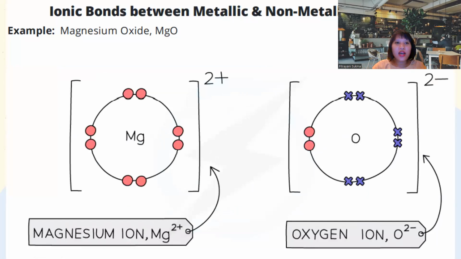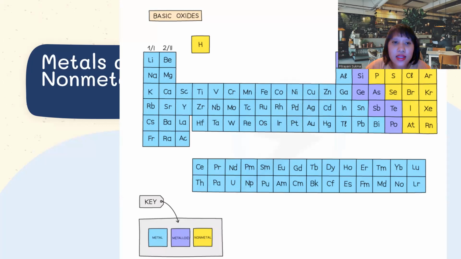Okay, so now let's see another example, with magnesium and oxygen. Let's look at the element magnesium. Which position is it in the periodic table? Magnesium is in group 2, so it has 2 electrons in its valence shell, and it is in period 2, so it has 2 electron shells.